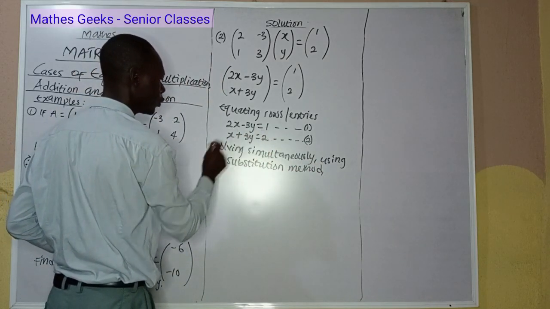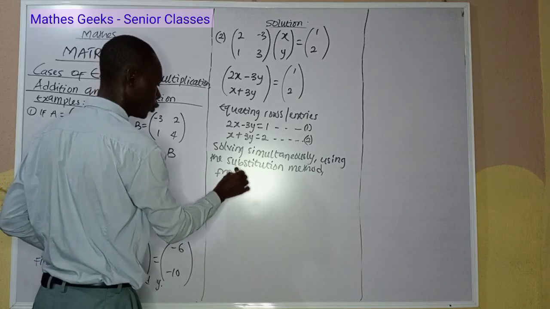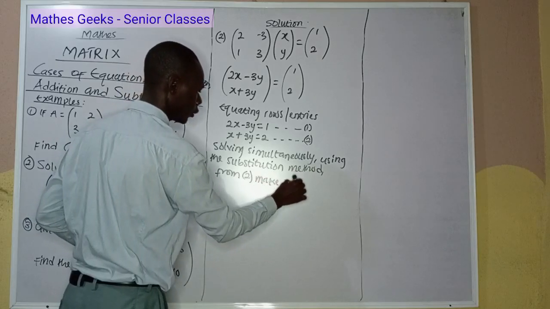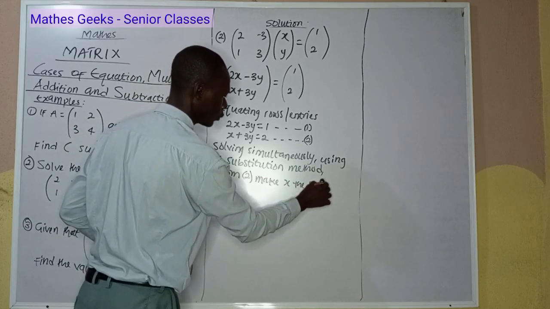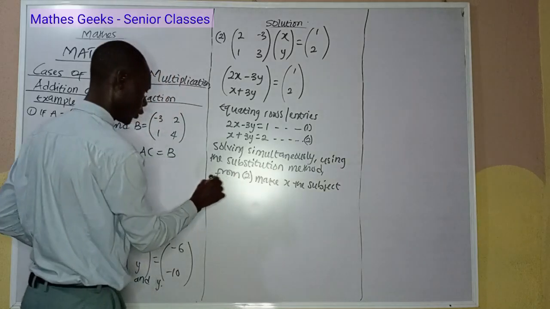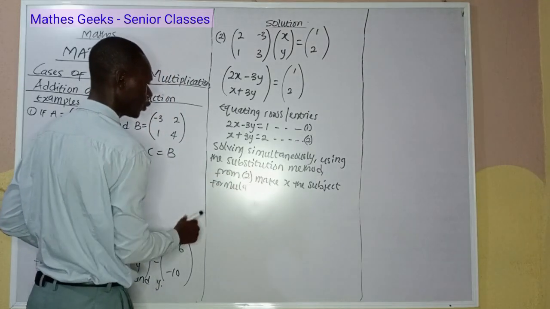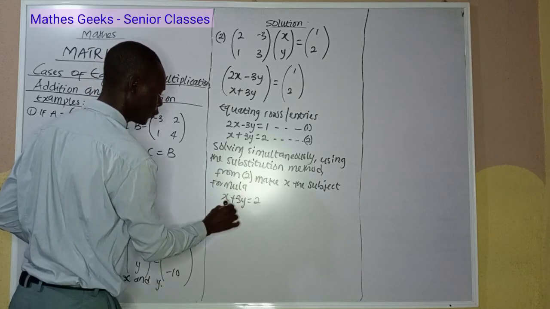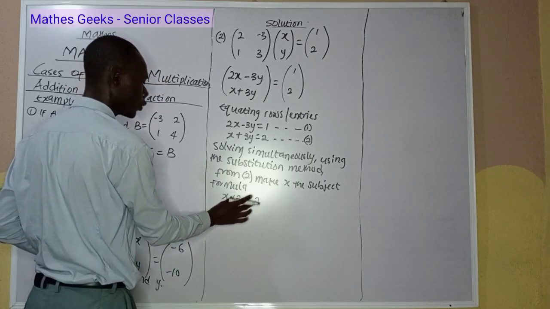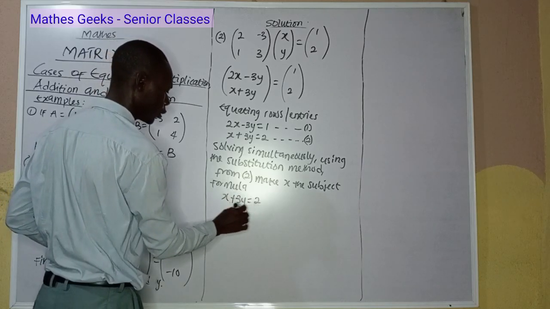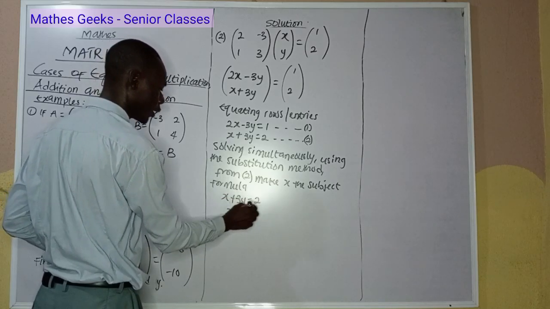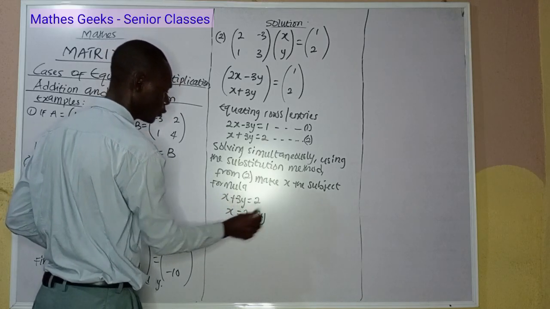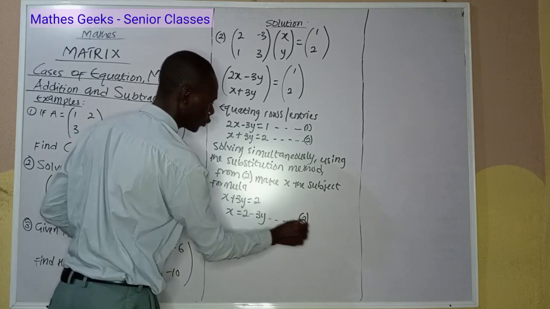So since we are substituting, say from equation 2, which is this equation, make x the subject formula. So this will give us x plus 3y is equal to 2. To make x the subject formula means we need to eliminate 3y from here. That means subtract 3y from both sides. 2 minus 3y, plus 3y minus 3y will be 0, so x will be left here. This will become our equation 3.